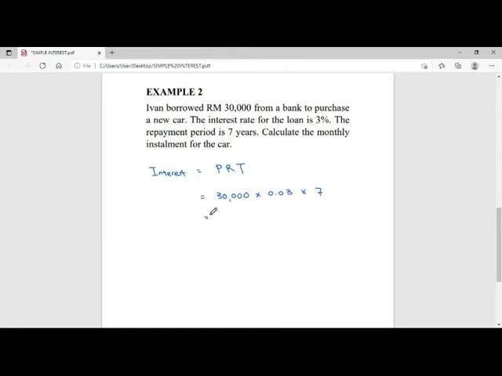So let's come back to our calculation here. This is how we calculate the interest: 30,000 multiplied by 0.03 and then multiplied by 7. So the total interest you have to pay back to the bank will be 6,300. The next thing you have to calculate is the total repayment, which refers to the total amount that you have to pay to the bank within 7 years. So the total repayment here will be 30,000 added to the interest, 6,300. And this is the total repayment you have to give to the bank within 7 years.